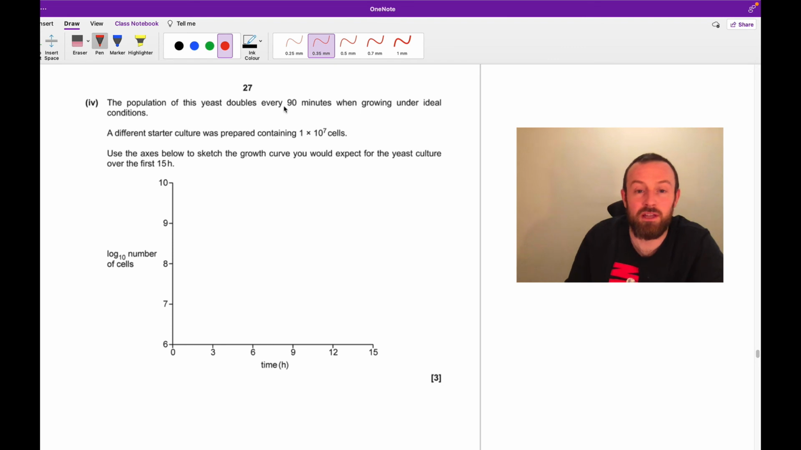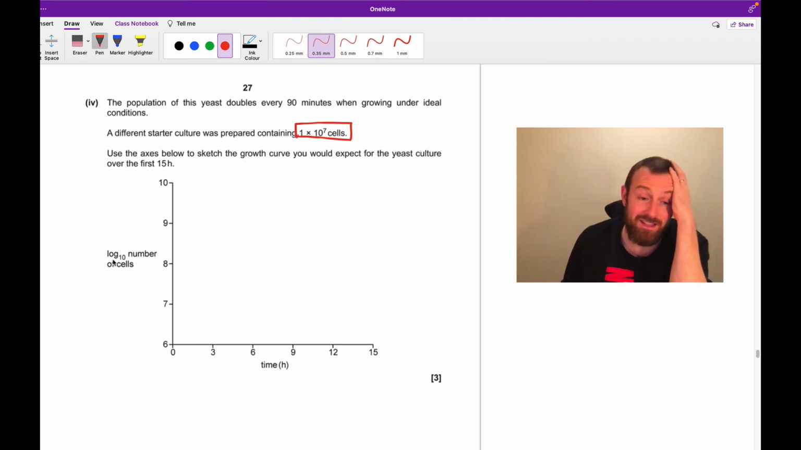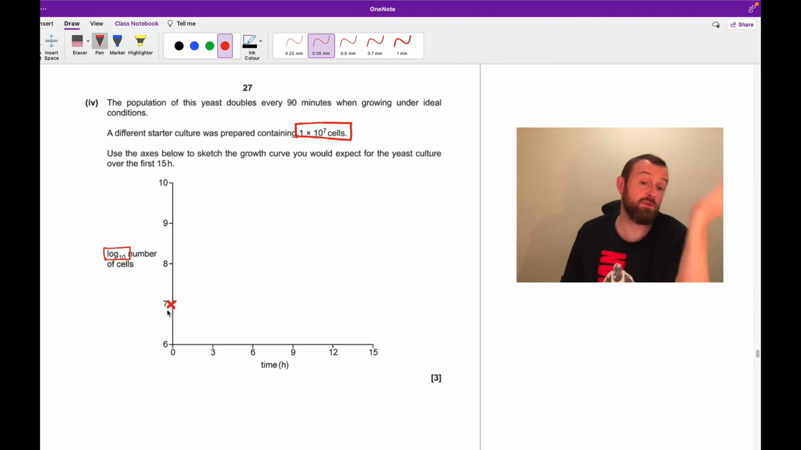Population of this yeast cell doubles every 90 minutes when growing under ideal conditions. A different starter culture was prepared containing 1 times 10 to the 7 cells. This is super mathsy. Okay, so how would you expect it to go? So log 10, this is basically just testing your understanding of, do you know what log 10 is? So log 10 of 1 times 10 to the 7 cells is 7. You might have guessed that if you just saw the 7s and you thought, well, I'm just going to put it at 7. And if you did, you guessed right. So we start it there.